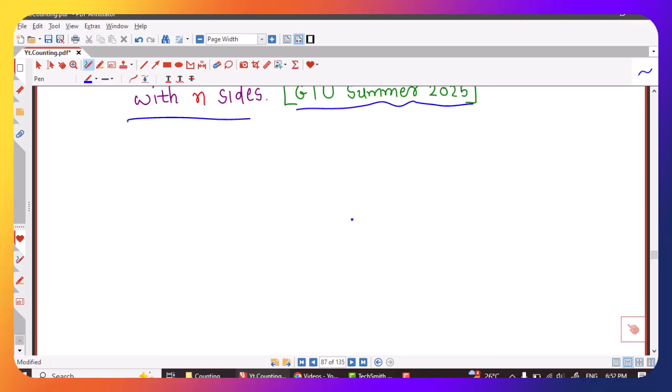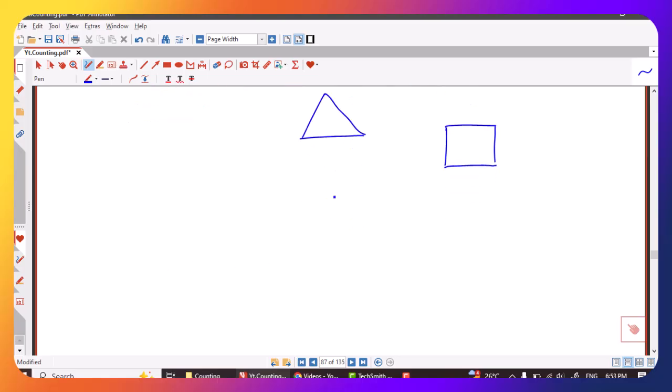Polygon is nothing but a closed two-dimensional figure with its sides as straight line segments. For example, we know that if we have triangle, then this is a polygon with three sides. Similarly, square is an example of polygon with four sides, and we may have any polygon with n sides. So in short, polygon is a closed figure with its sides as straight line segments.